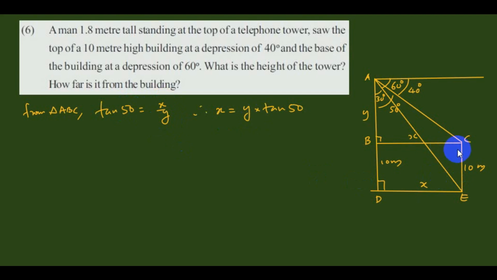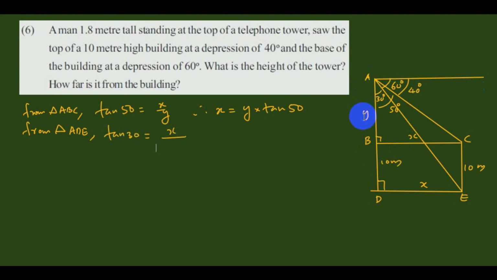From triangle ADE, from the next triangle ADE also, if you look at this triangle, this much angle 60 degree means this small piece is 30 degree. Therefore, tan 30 is equal to, from there we can write tan 30 degree is equal to x divided by this total length.